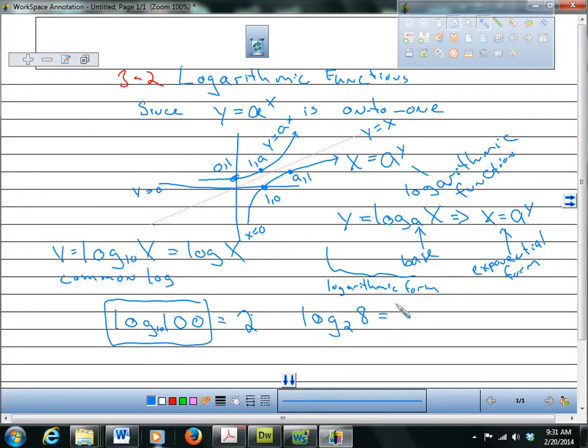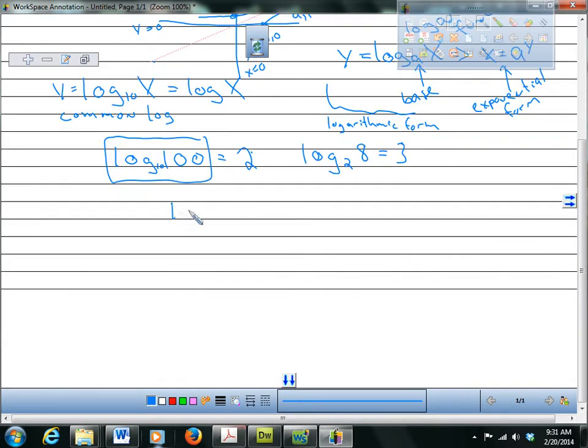2 to what power gives you 8? 3. Easy? 2 to the 3 power equals 8. How about log base 2, so now it gets a little bit tricky, of 0.25 equals what?